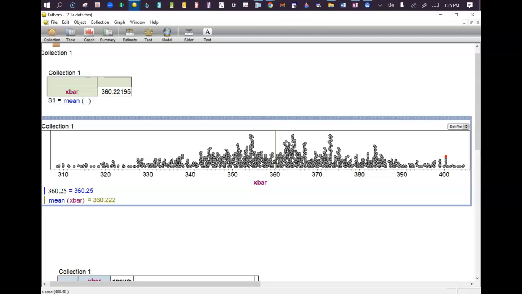But if we take the mean of all the sample means, yep, that's what I said, the mean of all 931 sample means, that mean is very close to the population mean, which tells us that the sample mean is an unbiased estimator of the population mean. Now you might ask, why isn't the mean of our sample means exactly equal to 360.25?